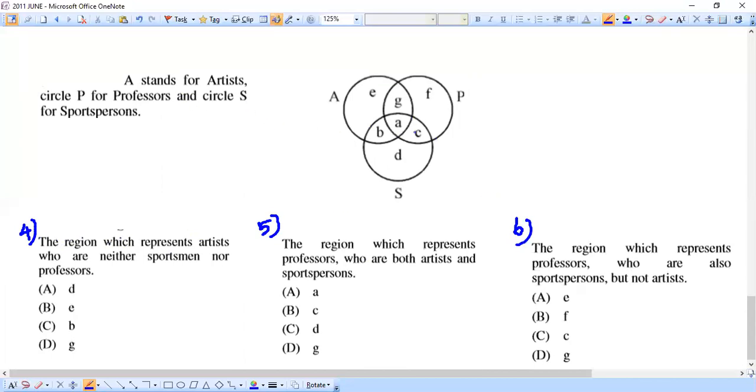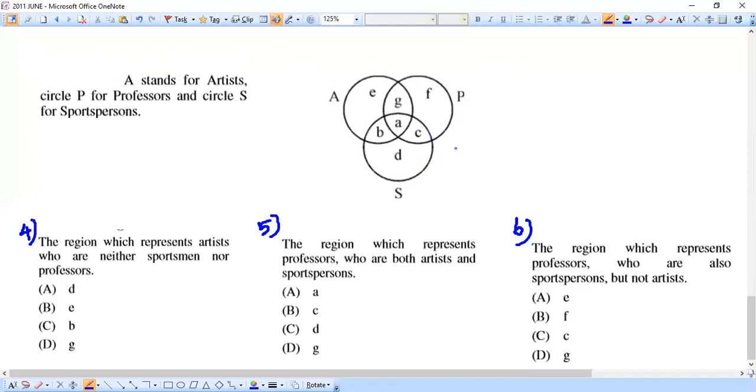Here we have 3 sets. See, you can see 3 circles here. A, P and S. See here, A stands for artist, P for professors and S for sportsman. Let me not write it separately. It would be a waste of time. Okay. So always whenever we get questions like this, just try to read from the question itself and try to answer it. These kind of Venn diagram questions will be very, very easy only.